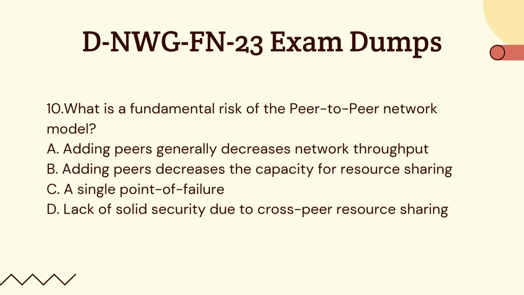10. What is a fundamental risk of the peer-to-peer network model? A. Adding peers generally decreases network throughput. B. Adding peers decreases the capacity for resource sharing. C. A single point of failure. D. Lack of solid security due to cross-peer resource sharing.